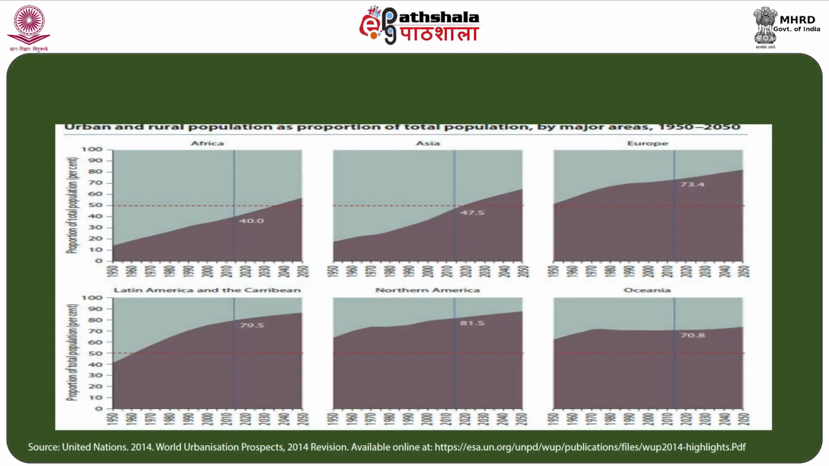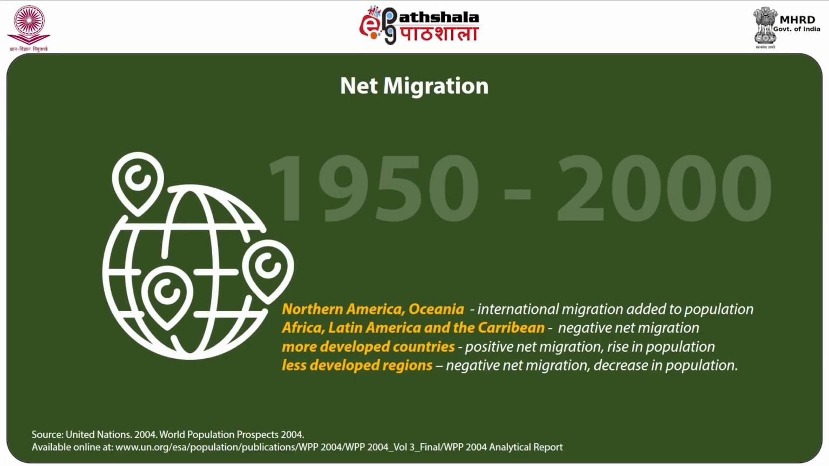That clearly indicates that, no doubt, the proportion of urban population is going to increase, but it is going to be steady and at lower levels. The major contributing factor for urbanization is measured in terms of net migration. If you look at the data during the period 1950 to 2000, the international migration added to the population is mainly observed in Northern America and Oceania, and a negative net migration is noticed in the continents Africa, Latin America and the Caribbean islands.